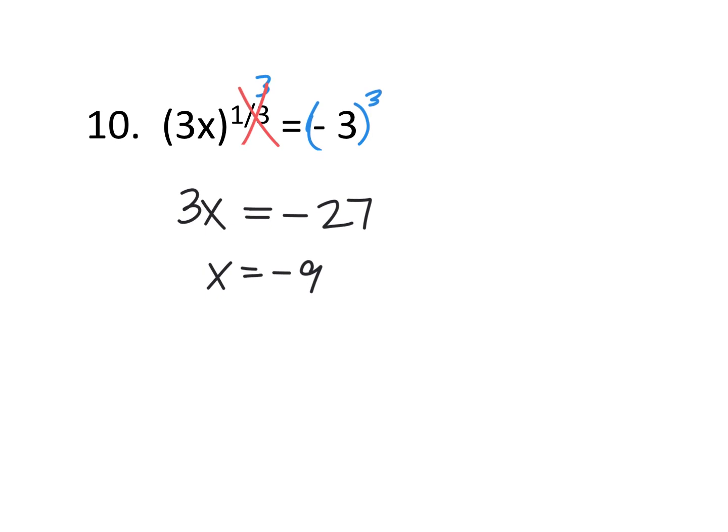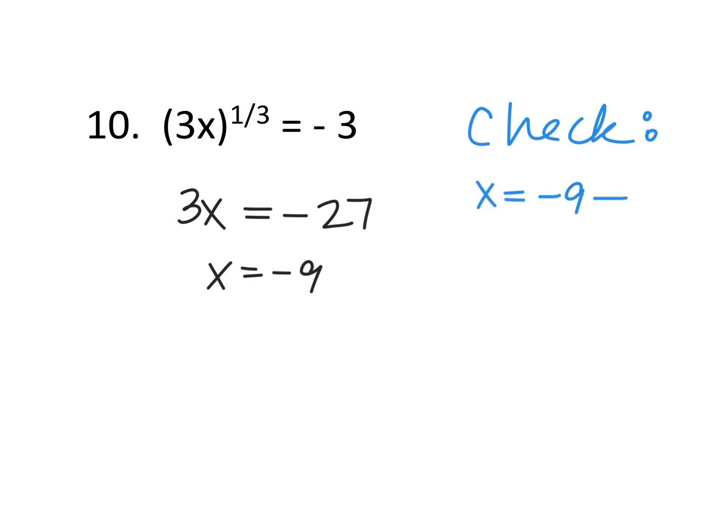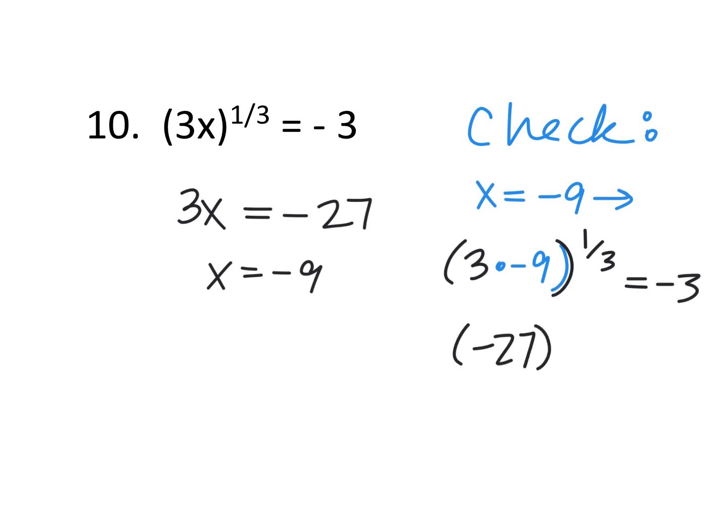Again, we'll use the original equation, so I'll erase this extra stuff. Check. If x is negative 9, you're going to do 3 times negative 9 raised to 1/3, which is hopefully equal to negative 3. So you're doing negative 27 to 1/3. What kind of root is that, though? It's a cube root, because there's a 3 on the bottom. So that's the index. The cube root of negative 27.